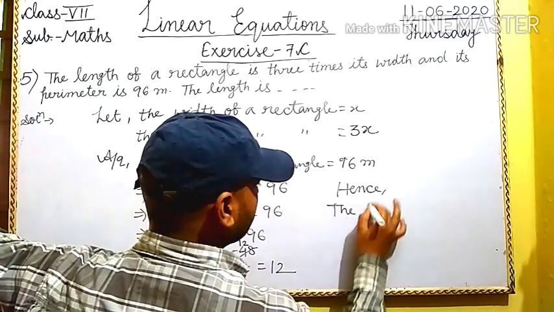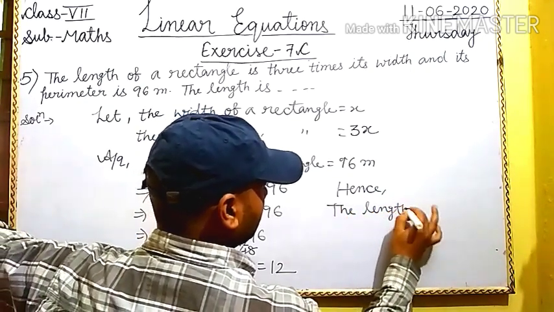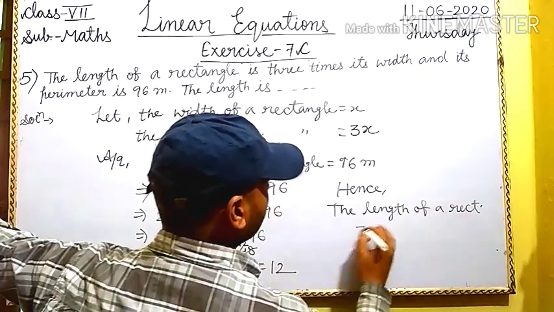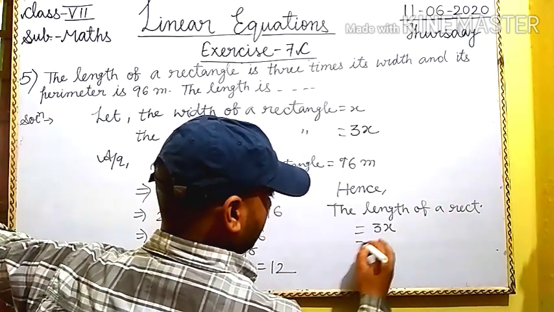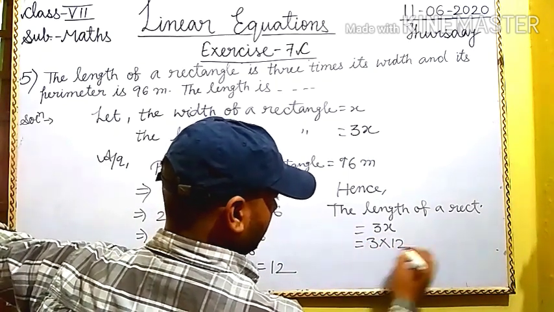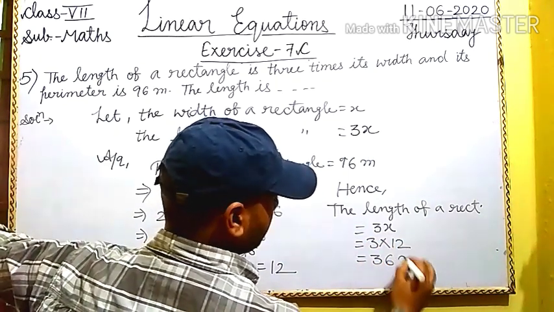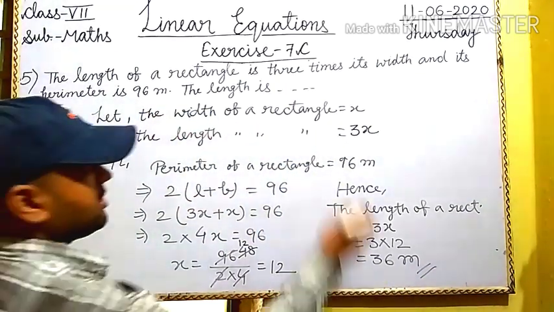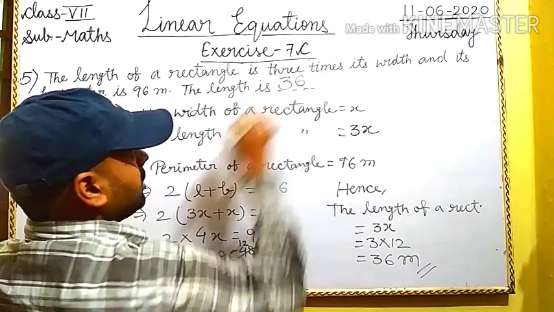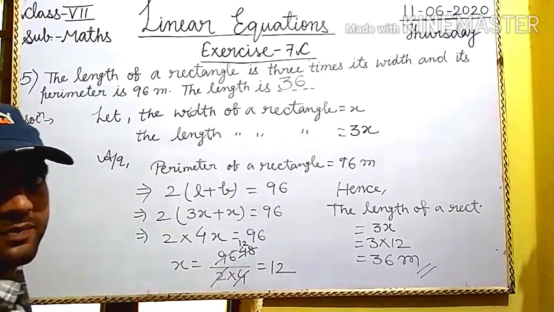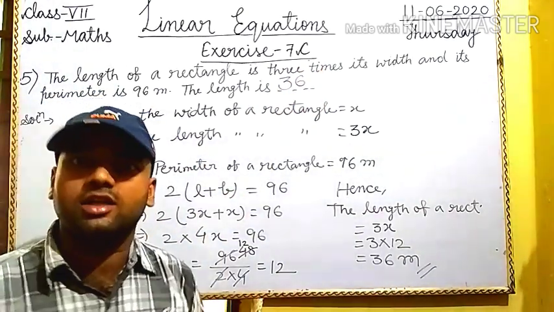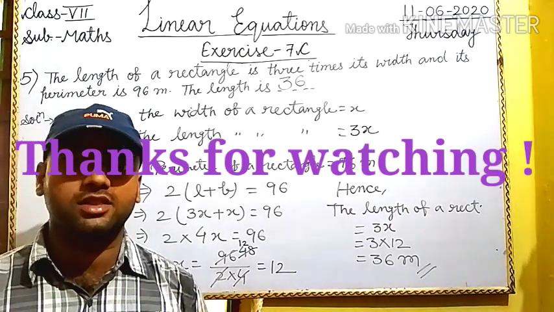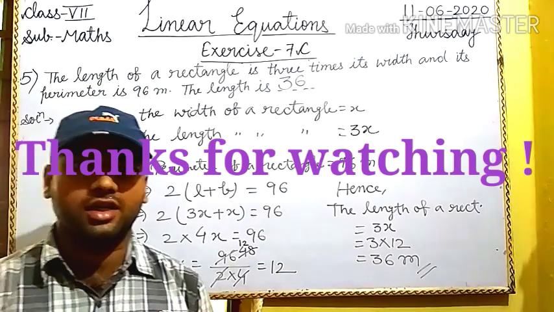So hence the length of the rectangle is equal to, in x form 3x, means x put the value 12, is equal to 36 meters. Here we find the length of the rectangle is 36. Here put the value 36. Is it clear? I hope you will complete exercise 7C with the help of this video. That's all. Thank you. Take care. Bye bye.